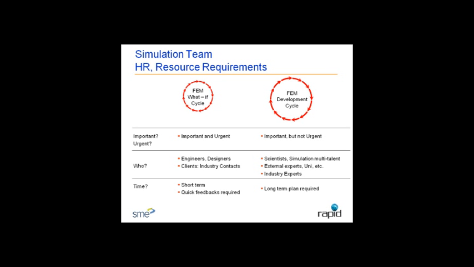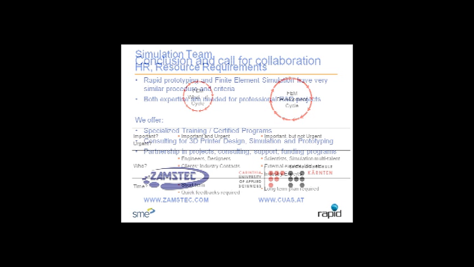The development cycle, on the other hand, usually deals with important but not very urgent tasks. So it means that the scientists who are working in this cycle have some time to investigate the problem. And the project is planned for a longer range, mainly a couple of months up to a few years. So here you need to employ scientists or multi-talent experts, and sometimes you need to hire external consultants.